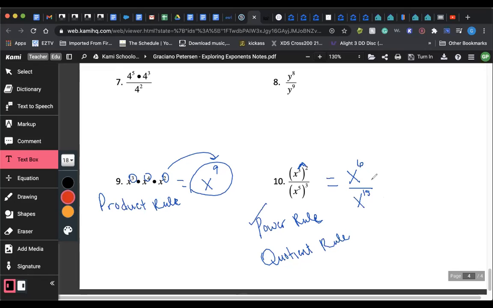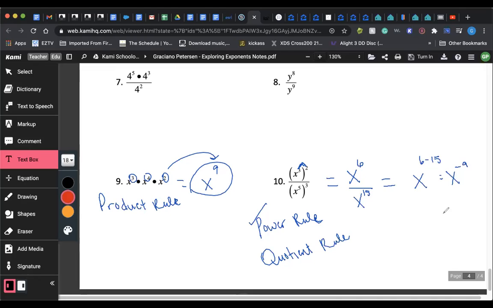Now we have to do the quotient rule. What does the quotient rule say? Oh Lord. I'm getting 9 now. Yep, it's 9, but it's not 9, it's what? It's negative 9. I have to do 6 minus 15. So it gives me negative 9.